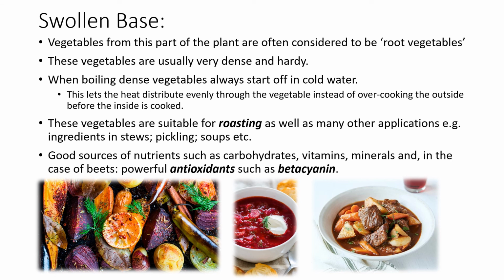These parts of the plants are really good sources of nutrients such as carbohydrates, vitamins, and minerals. And in the case of beets, beets have this compound in them. It's an incredibly powerful antioxidant called beta-cyanin, and it's really only found in a few things: beets, flower petals, and some fungi, but very powerful antioxidant. It is found in some yellow orange, so if you've got golden beets, etc., they also have that compound in them.